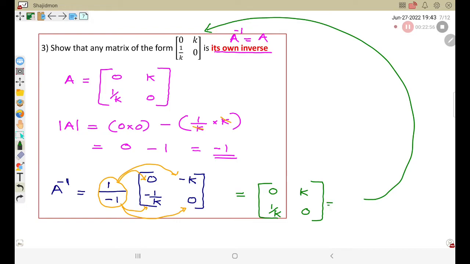So that means the inverse is the same as the question matrix, the same A matrix. Correct? So A inverse is the same as matrix A. So what is the meaning of that? Its own inverse. That is the meaning of its own inverse: when we calculate the inverse, we get the answer same as the original matrix. Okay, so A inverse is the same as A. So that is the question idea here. I hope you understood how we are calculating the 2 by 2 matrix inverse.